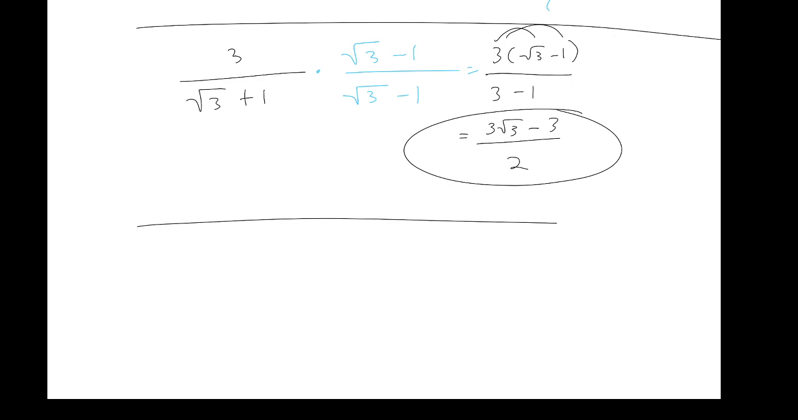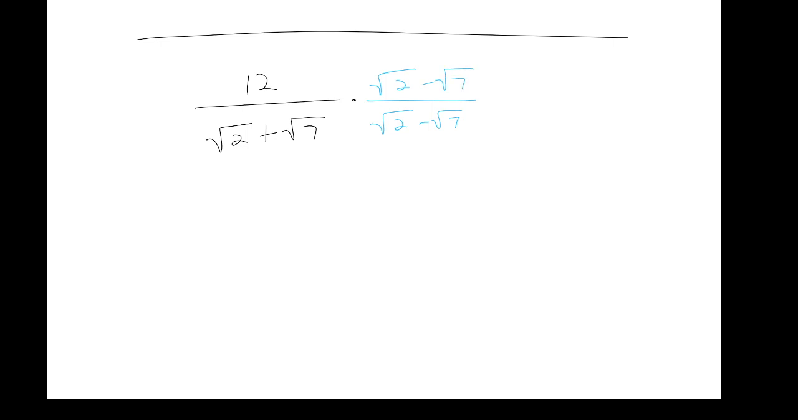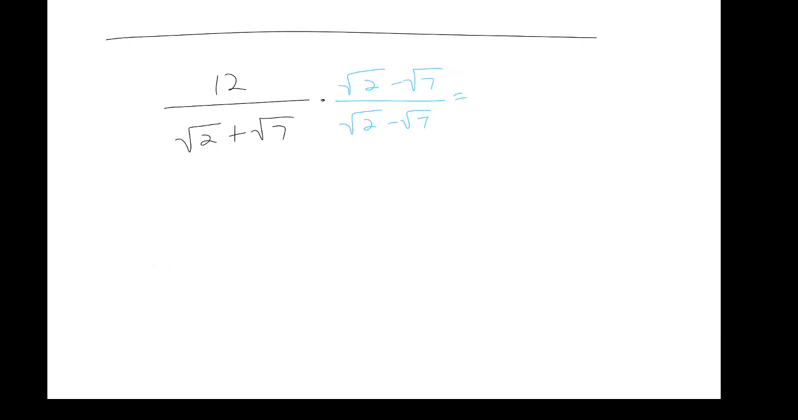One more of these. 12 over rad 2 plus rad 7. Let's multiply by our conjugate, okay? It's going to be rad 2 minus rad 7. And then, of course, I have to mimic the same thing in the numerator. So I have 12 times the quantity rad 2 minus rad 7.